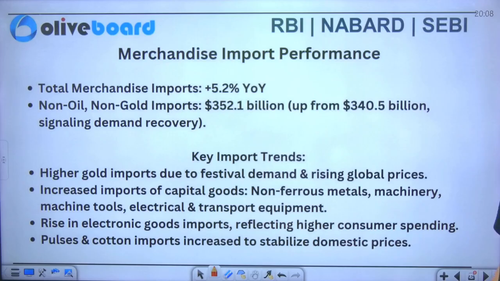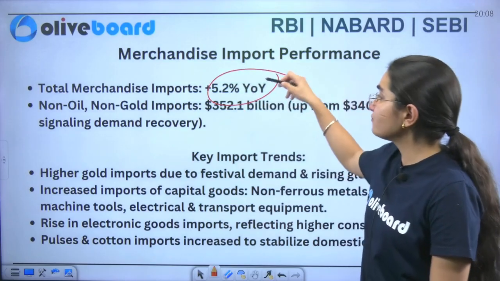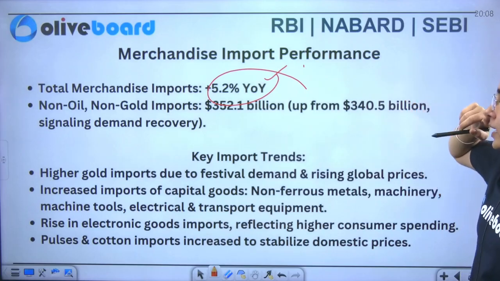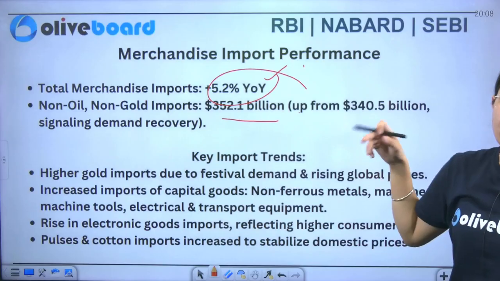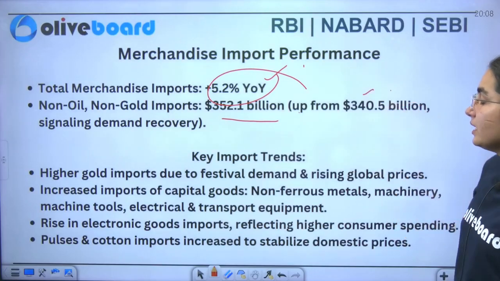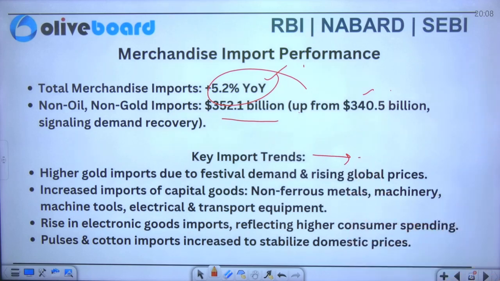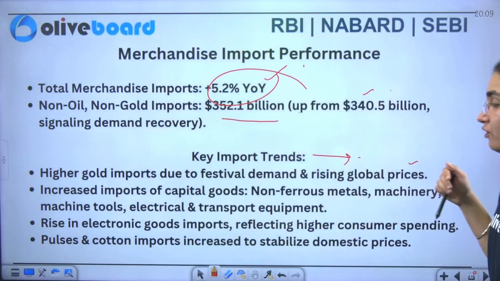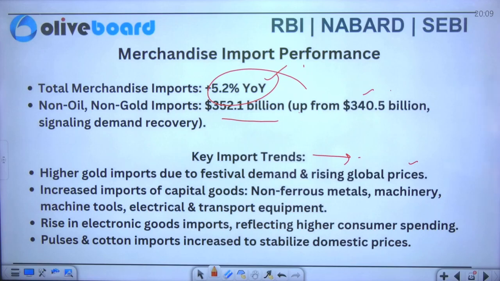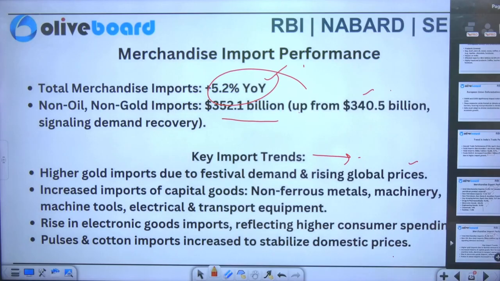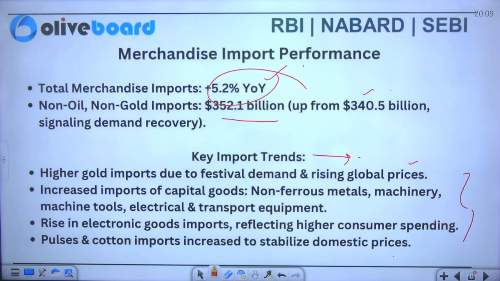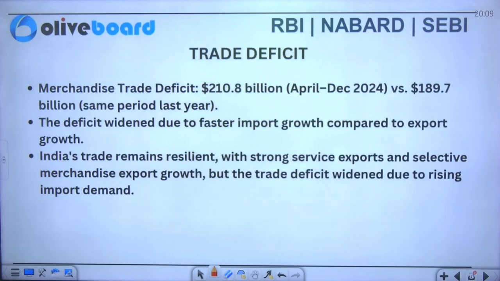Okay. Now if I talk about the rest of the things, total merchandise imports have increased by 5.2% year on year. Similarly, if I talk about non-oil and non-gold imports, you can see here $352.1 billion, there is an increase. Similarly, if I talk about the key import trends, you can see that there is higher gold imports due to the festival demand. ये तो हमेशा का reason है कि gold जो है वो ज़्यादा से ज़्यादा import हम करते हैं. Now if you see the increased imports of capital goods, that consist of your non-ferrous metals, machinery, your machine tools, electrical and transport equipment, and again there is a rise in electronic goods imports, that is reflecting your higher consumer spending, and it includes your pulses and cotton imports, to help stabilize domestic prices.